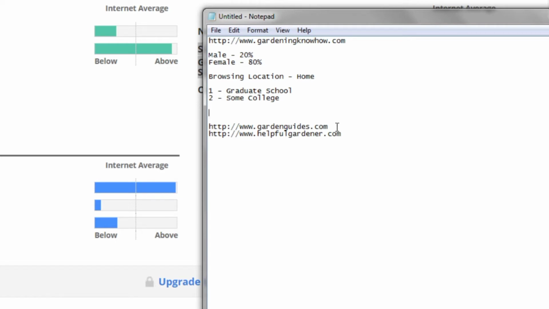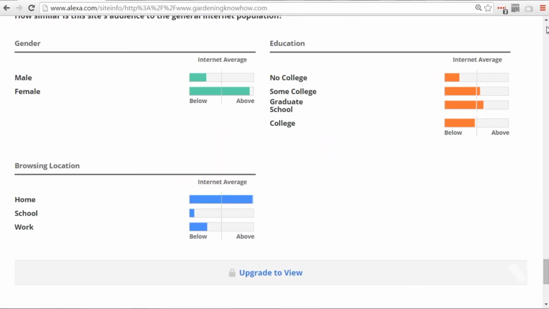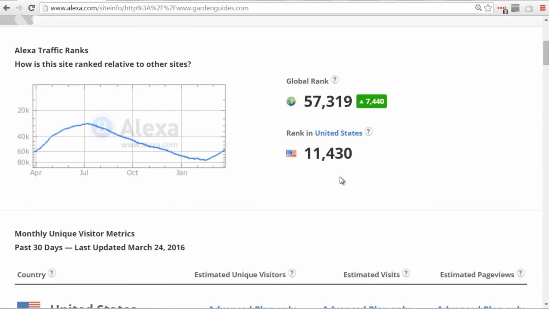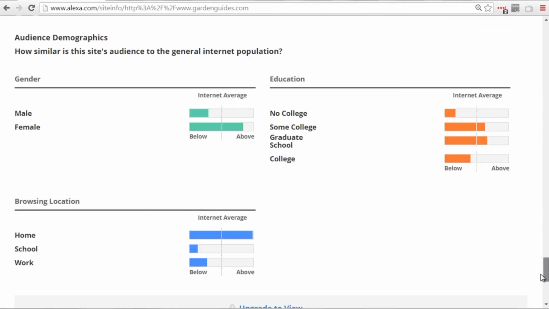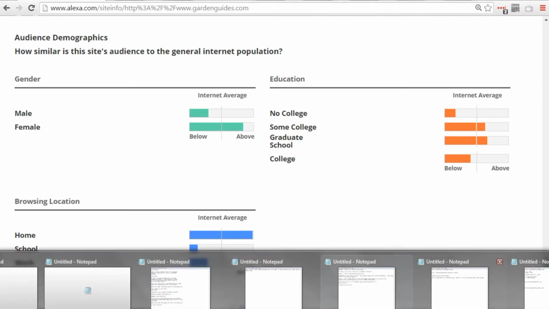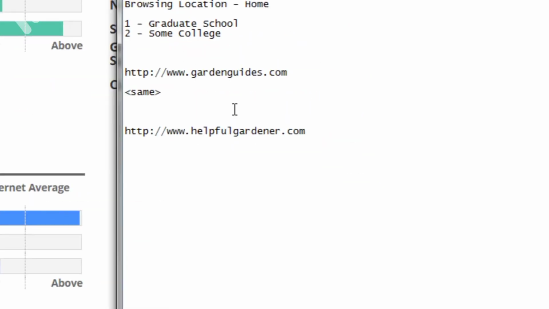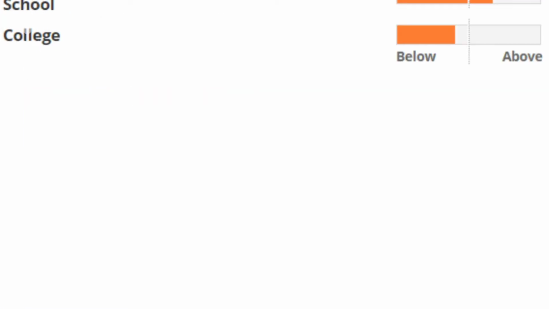Let's do the same thing with garden guides. The reason why I like to do this is because I want to see if it is consistent across the board. If it's not consistent across the board, then maybe there's something different about these specific websites. So I'm going to go back up to the top, the exact same thing. Type in gardenguides.com, scroll down, looks like a high traffic website, but we're really more in tune with this. We can see female, some college and graduate, and home. So that's consistent, right? We don't really need to jot that down, but we can say same thing. Let's do the same thing with helpfulgardener.com.